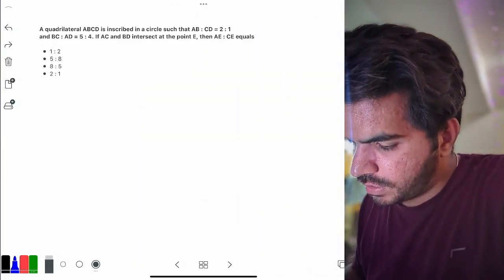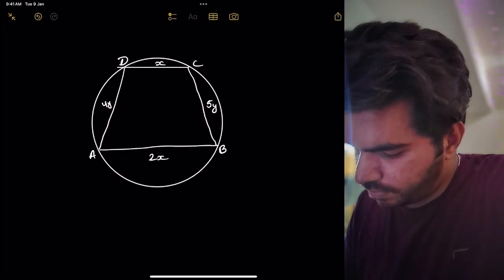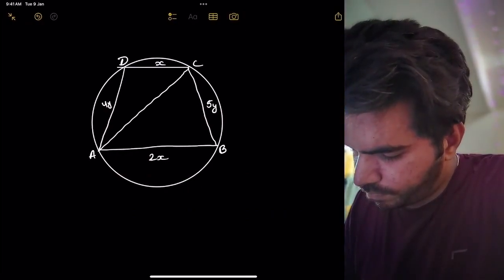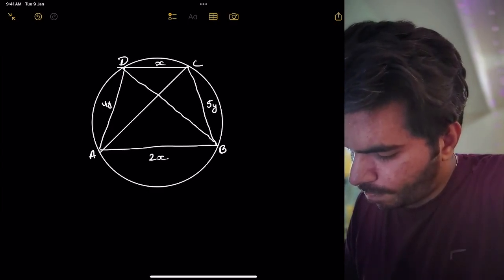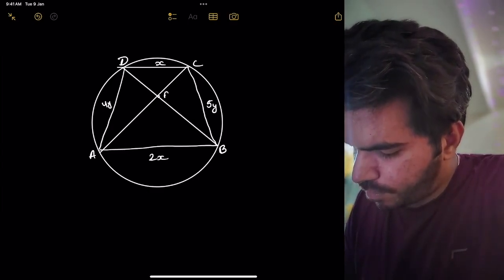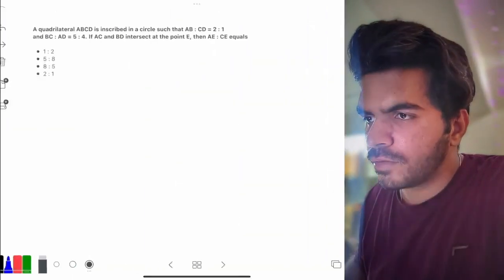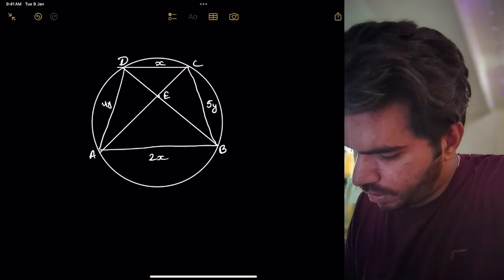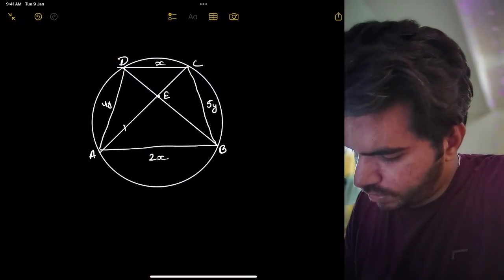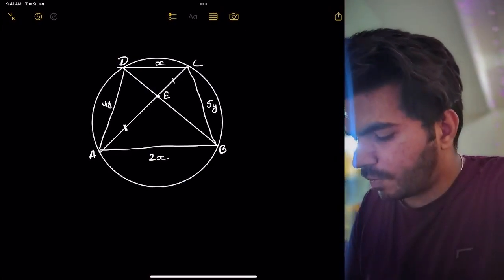AC and BD intersect at point E. Then AE to CE. AE, that is this part. This part, what will be the ratio?